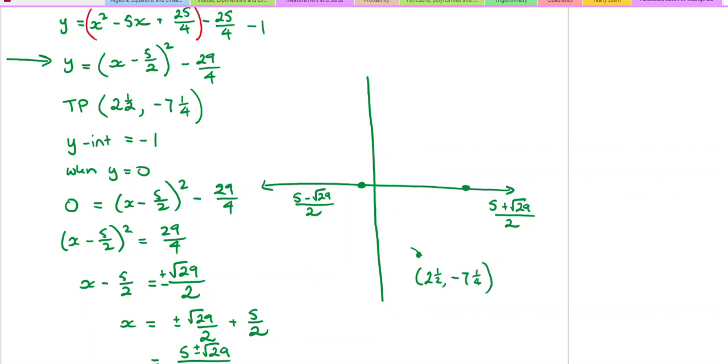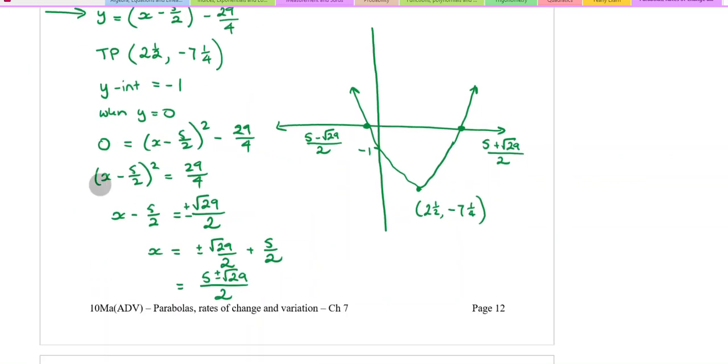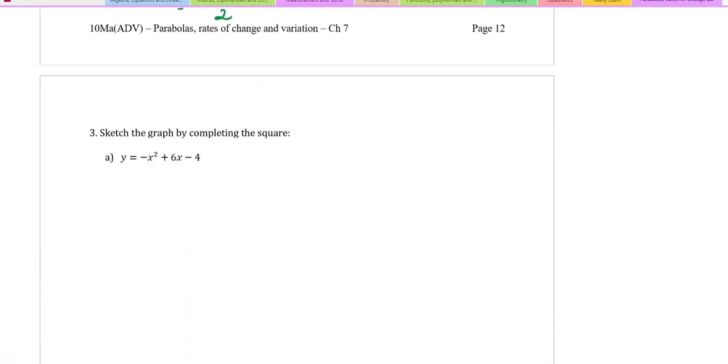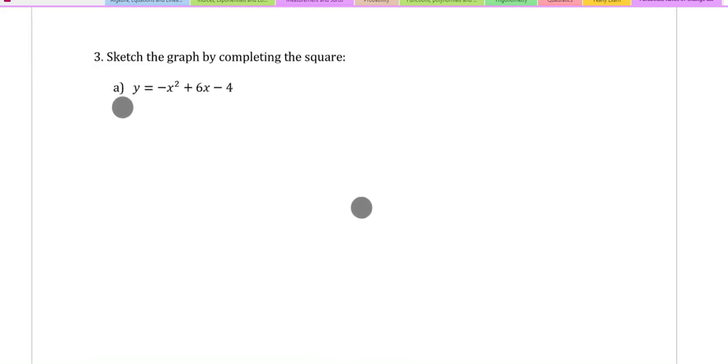And my parabola is going to go up like that, making my y-intercept -1. So make sure everything is labelled and in exact form. Okay, on to question 3. Sketch the graph by completing the square.